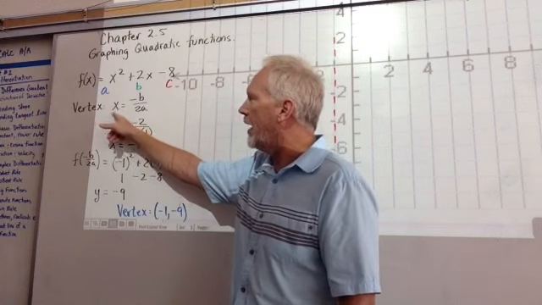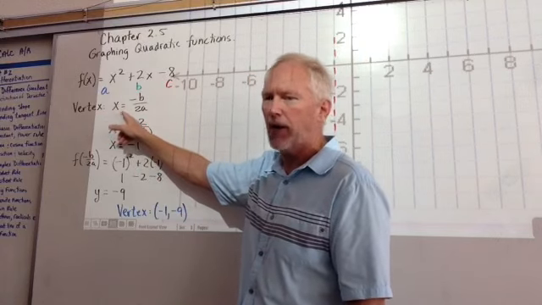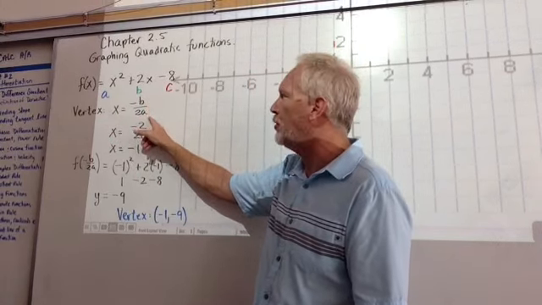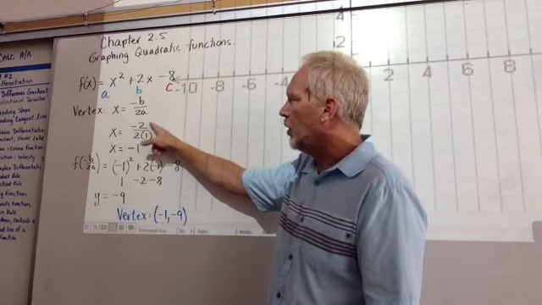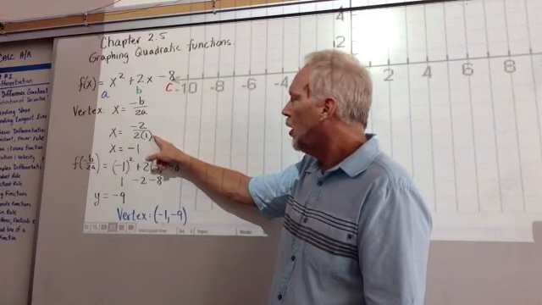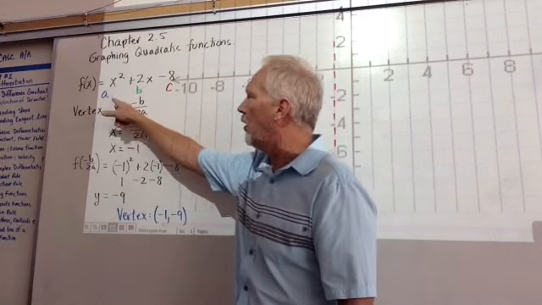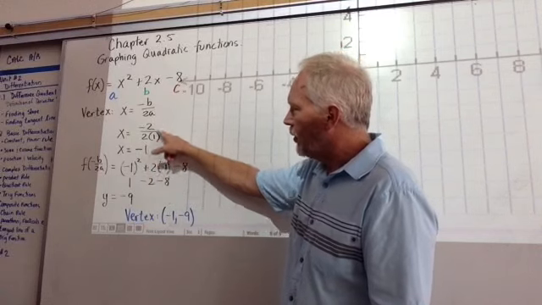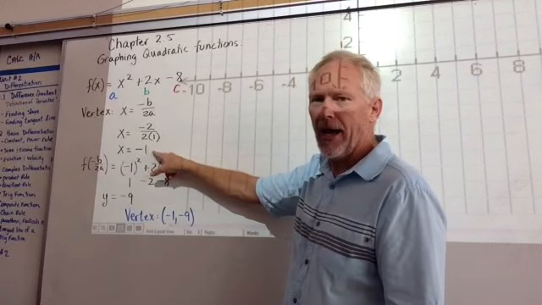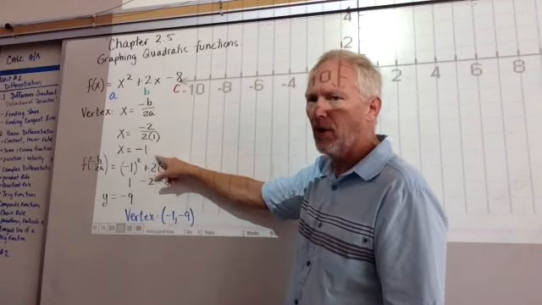So we find the x value of the vertex by taking negative b over 2a. In this case, our b value is 2, so I plugged in negative 2 over 2 times 1. Our a value in this case is 1. And so once we do that and divide, we will get x is equal to negative 1.